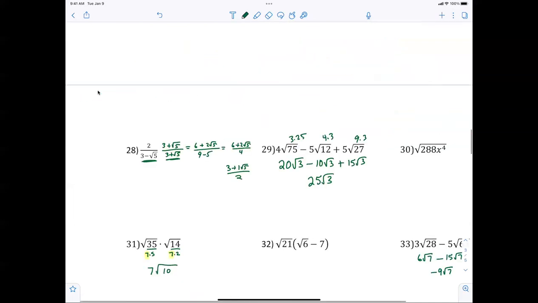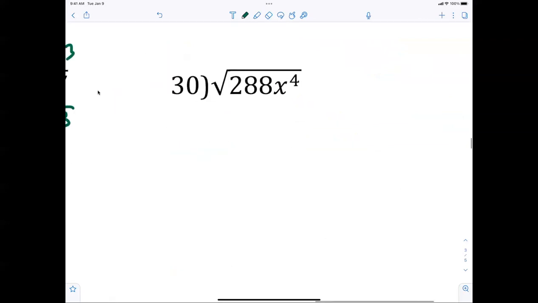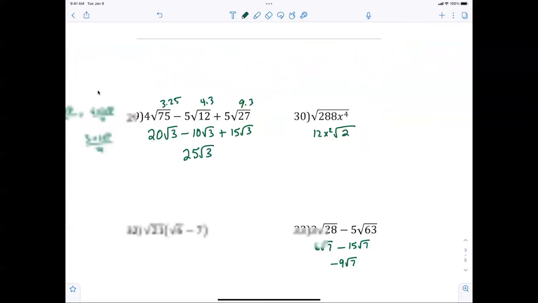All right, here we go. 30. Well, we've seen that number before. 144 and 2. So that answer is just 12x squared radical 2. Everybody's good on this? All right, here we go.